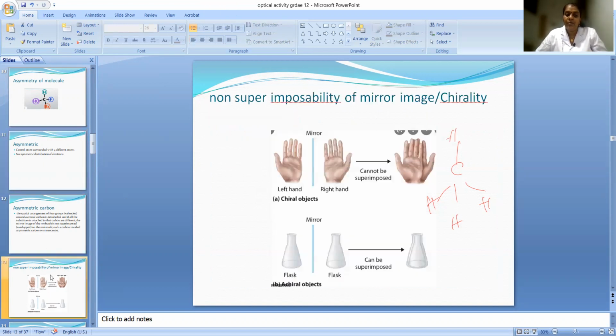And now let us see non-superimposability of mirror images, or chirality. Look at your left and right hand. One hand is the mirror image of the other hand, right?